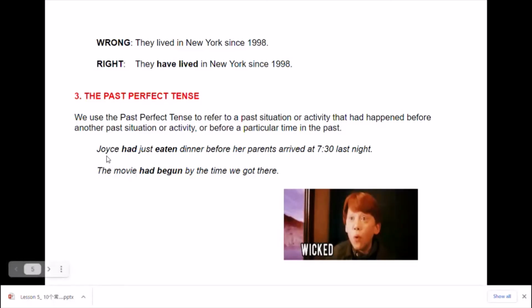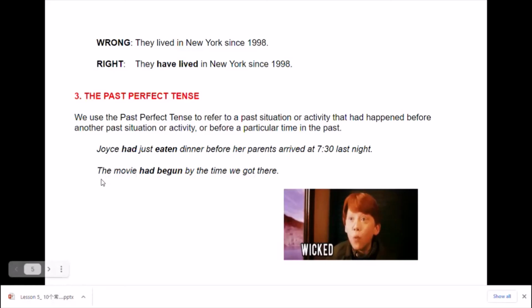Okay? For example, Joyce had just eaten dinner before her parents arrived at 7:30 last night. 7:30 last night, right? Joyce had just eaten dinner, past perfect tense, before her parents arrived. That means she had her dinner first, then her parents came. So therefore, we have to use the past perfect tense.